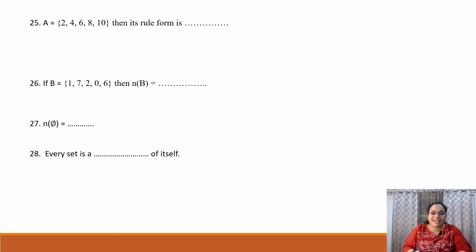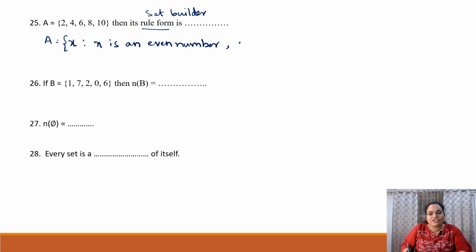The next one is A is equal to 2, 4, 6, 8, 10. Then find its rule form. So what is the rule form here? It is your set builder form. If you observe, 2, 4, 6, 8, 10 are even numbers. So how do you write the set builder form for this? That is A is equal to X such that X is an even number. And what is the condition? X should be less than 11 because we are stopping at 10.